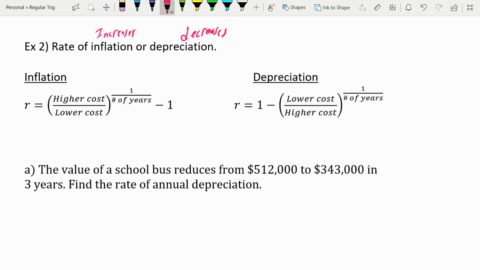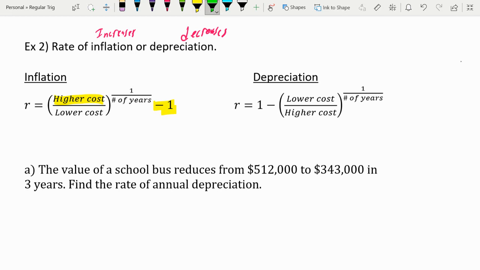All right, so here's two formulas. They're very similar, but for inflation, the price goes up, so the higher cost is going to be on top, and you're going to subtract 1 at the end.